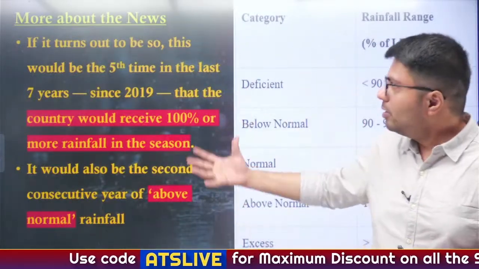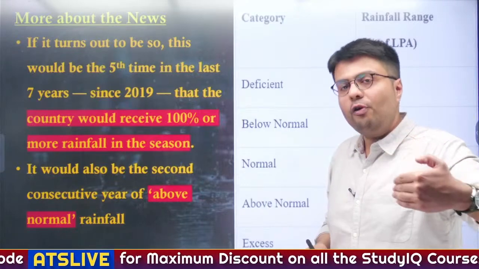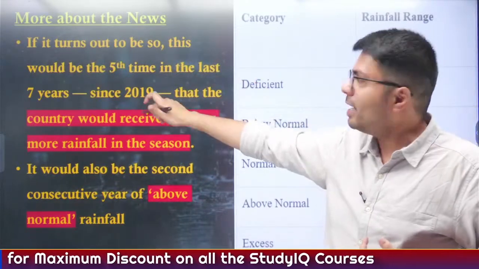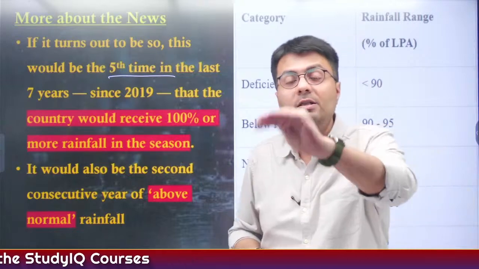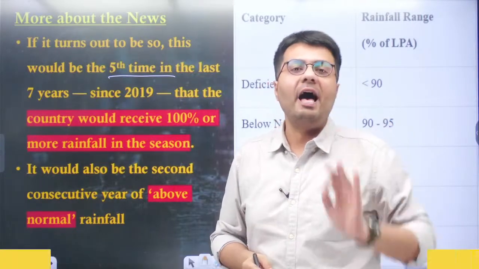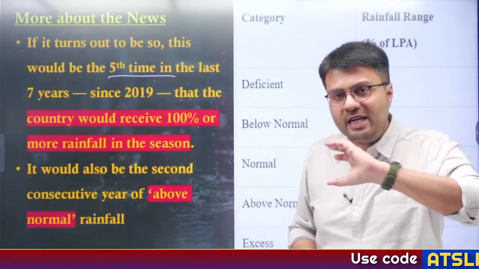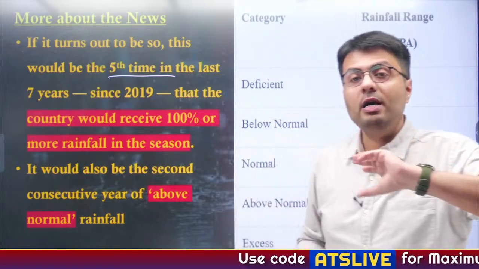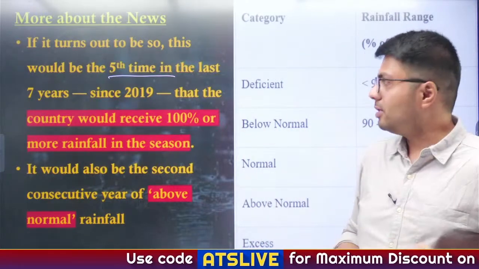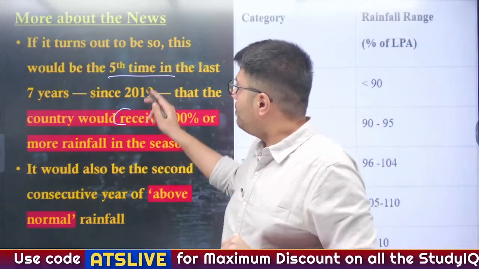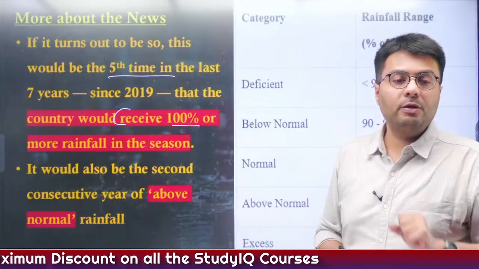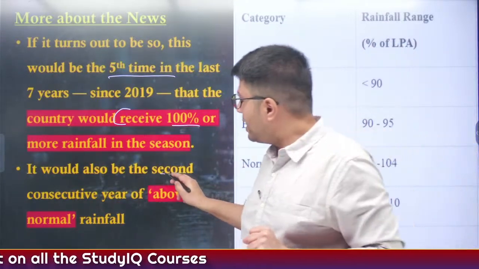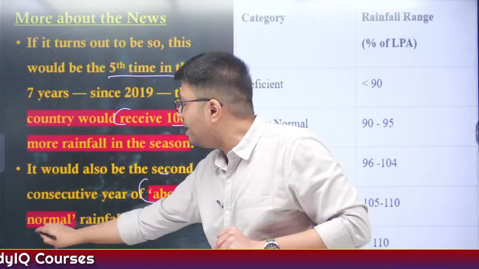Now, this year, if the rainfall actually happens as per the prediction of IMD, this will be the 5th time in the last 7 years where the rainfall has become more than the average rainfall. So if it is more than average rainfall, this is called a rain sufficient season, right? Therefore, this will be the 5th year in the last 7 years in which India will receive more than 100% of the rainfall, and this will be the 2nd consecutive year of above normal rainfall.